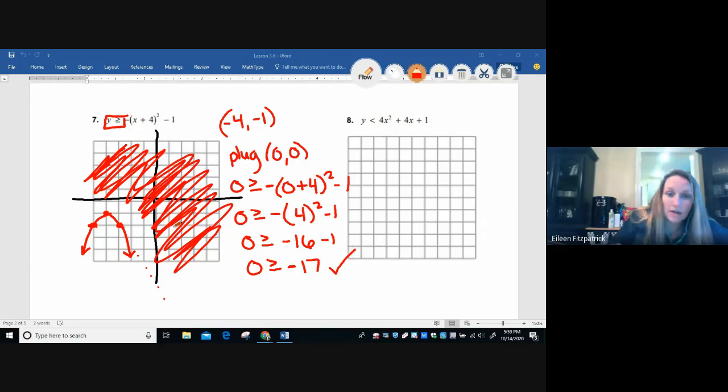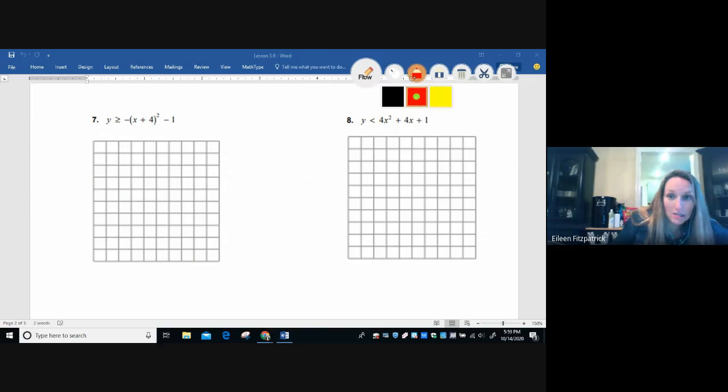It's true. Since the coordinate (0, 0) worked, and since that point was outside the parabola, that's how I knew to shade this region. If (0, 0) did not work, I would have shaded under the parabola. So this is the other option of how to figure out where to shade, but I think my little trick is much easier. So hopefully it makes sense to you.